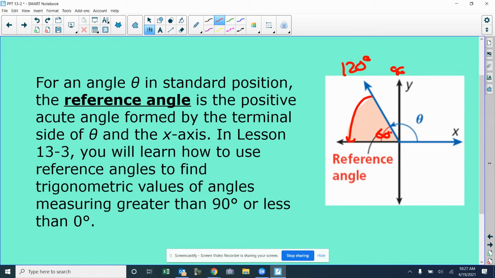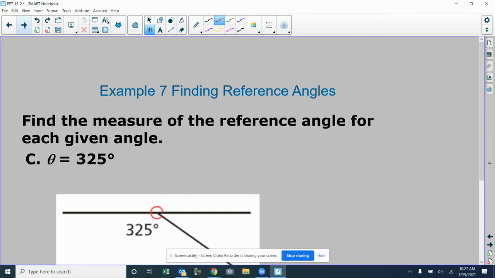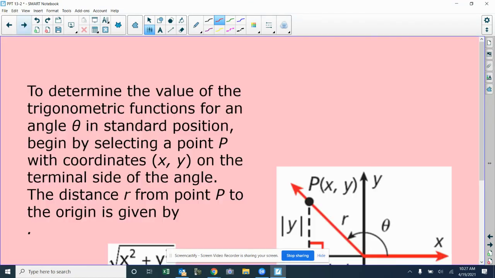We okay with the reference angle? Everybody good? This was the easiest part of today. Let's get to the little bit more tricky stuff. It's not that hard, and you should be fine. All this stuff is just more of that.